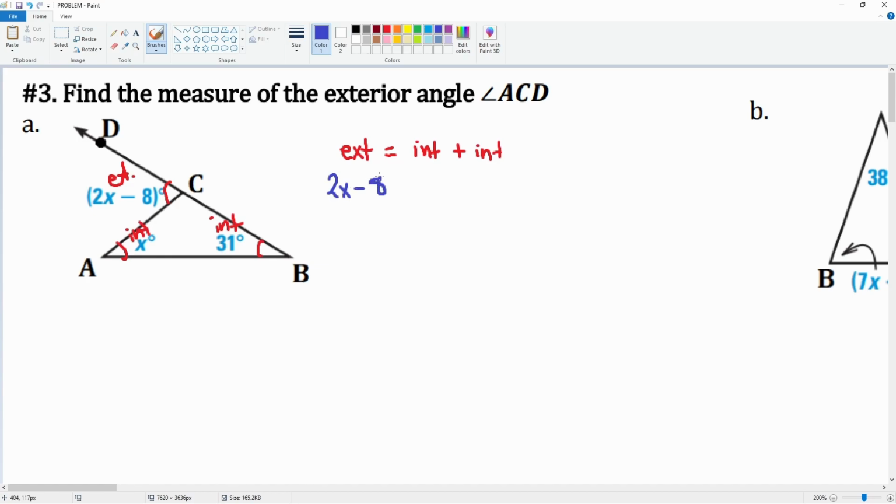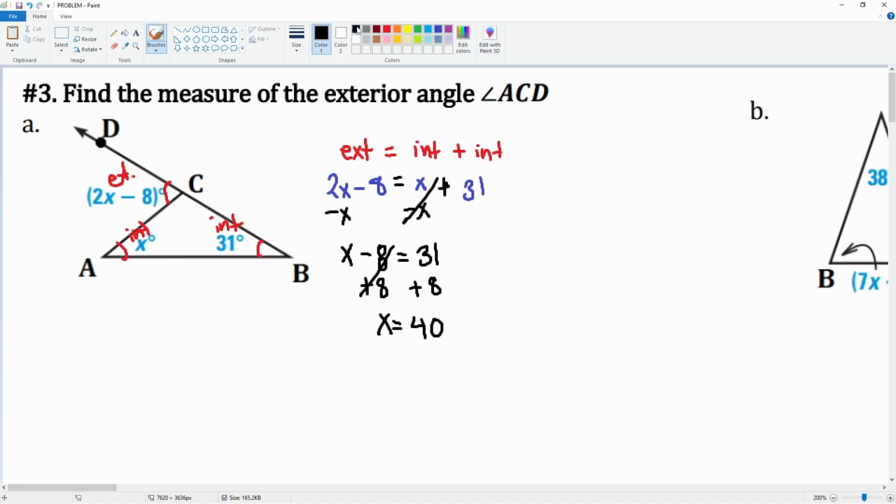2x minus 8 is going to be equal to x plus 31, because your two interior angles are going to add up to that exterior. All right, so subtract x from both sides. This cancels, leaving you with just x minus 8 is equal to 31, plus 8 to both sides. This cancels, leaving you with x is equal to 40 degrees.